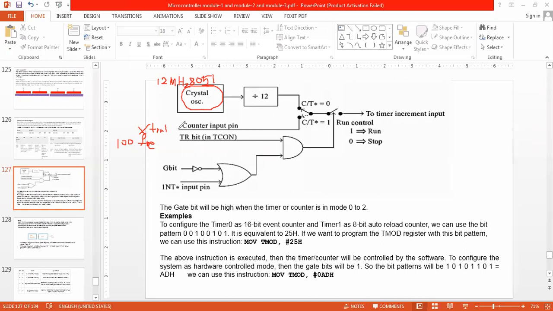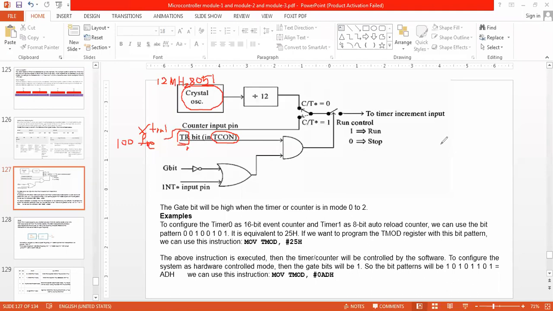Counter pin. Okay, this is the counter pin. This is the TR bit. Now the TR bit is very important, which is present inside the TCON register. We will see in depth what a TCON register is and what the bits of the TCON register are. But we will understand only TR. TR stands for timer run.